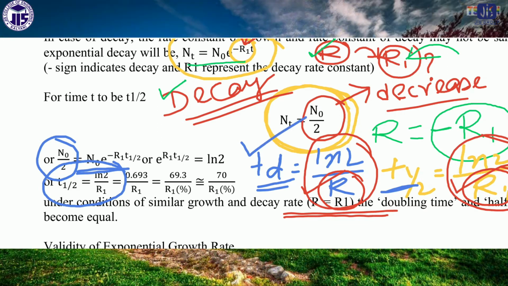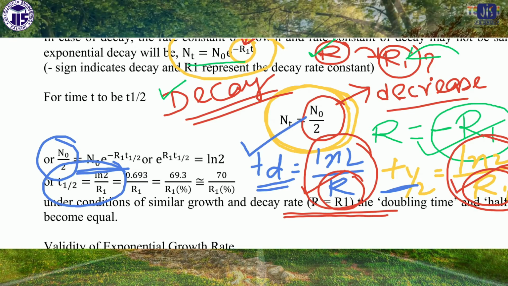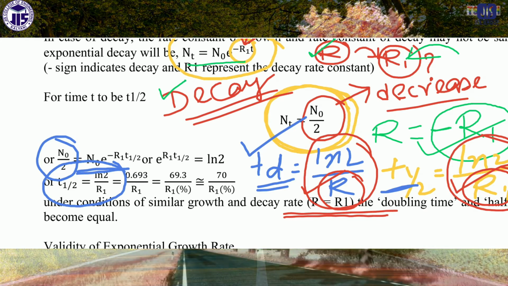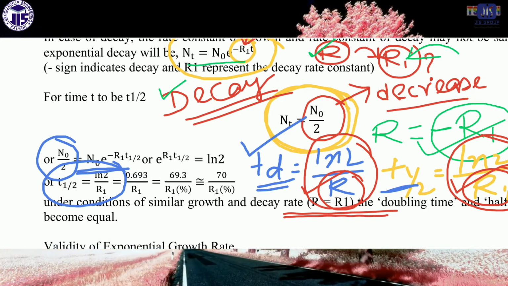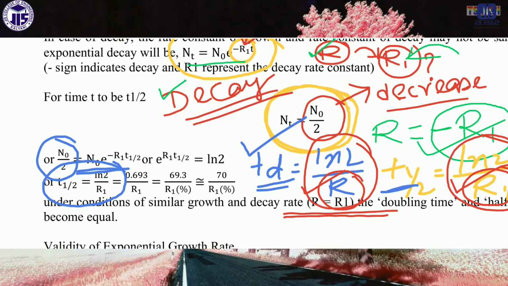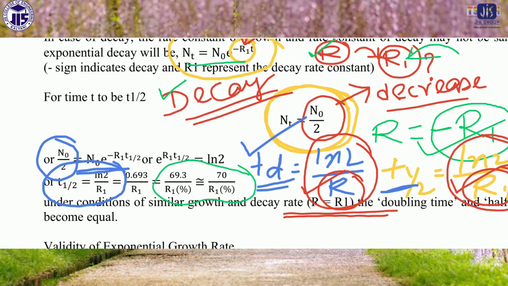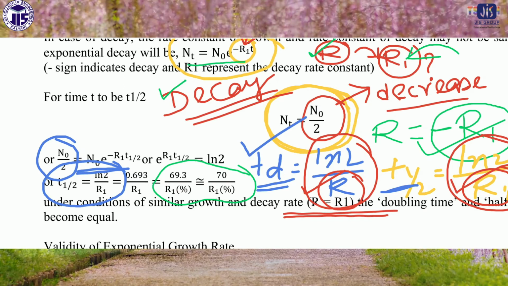Okay, these two equations, and then you have to develop the relation between TD equals T half only when the condition will be R equal to R1. In the same way, like the previous case, here T half equals, if you want to take the value in percentage, you have to multiply with 100, and in the same way you will get approximately 70 by R1 as the percentage.